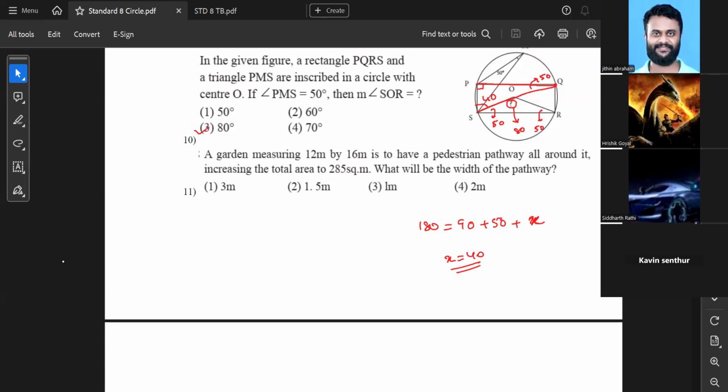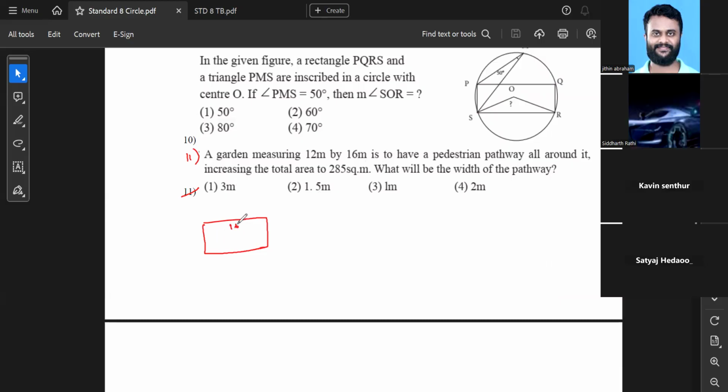Okay, erasing this. 11th question. A garden measuring 12 meter by 16 meter. Let me call this 12 and this 16. It is to have a pedestrian pathway all around it, increasing the total area to 285 square meter. Sir, how is this related to the circle? I don't see it is related to a circle. It is not.